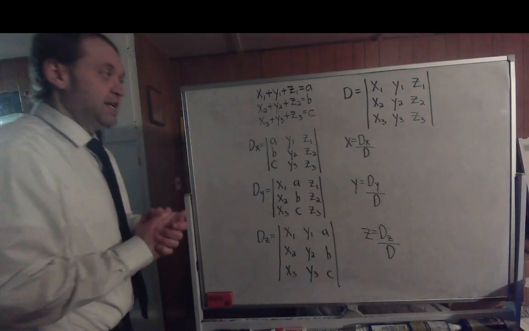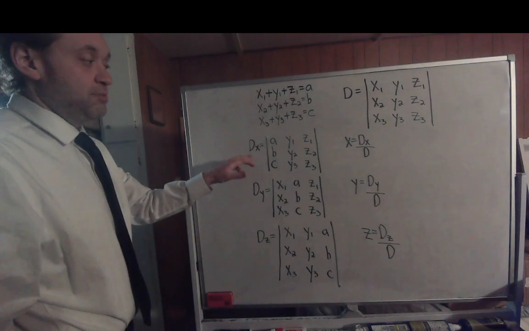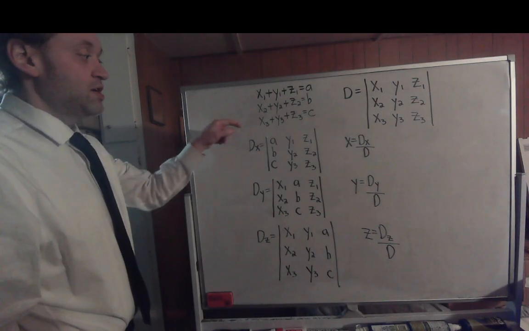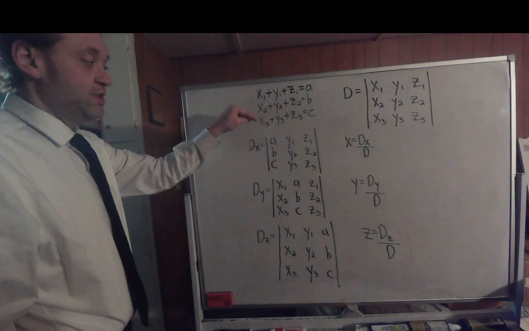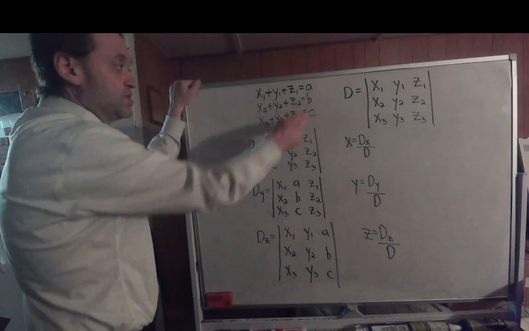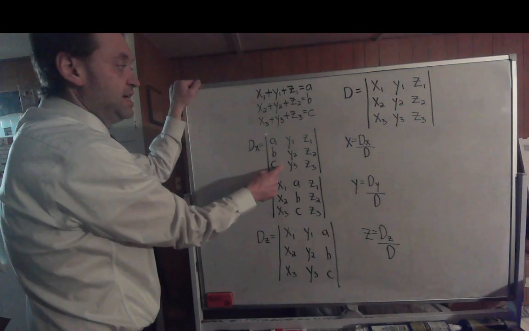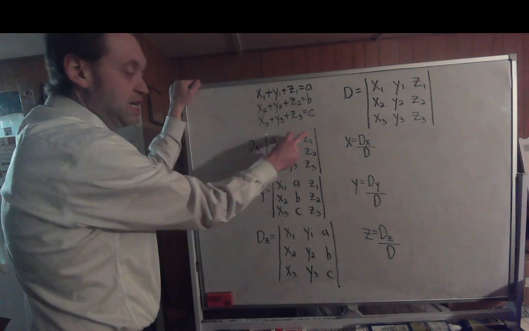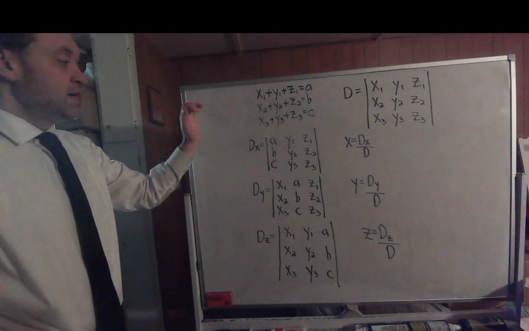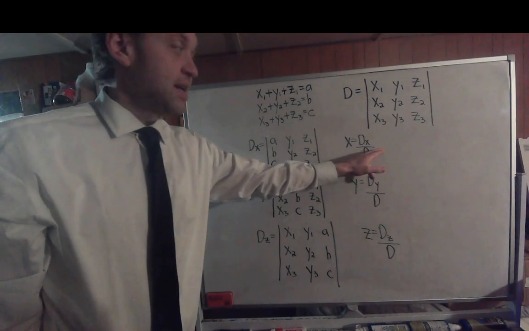Once you've found your D, what you need to do next is find your D sub x, which, much like the 2 by 2s, you're going to take all the x coefficients in that column, replace them with the values to the right of the equal signs. So you're going to substitute, in this case, a, b, and c in for your x coefficients, and then you'll keep your y and z coefficients the same. Once you've found D sub x, you can find x simply by taking D sub x and dividing it by D.